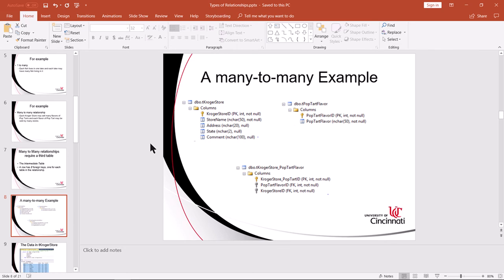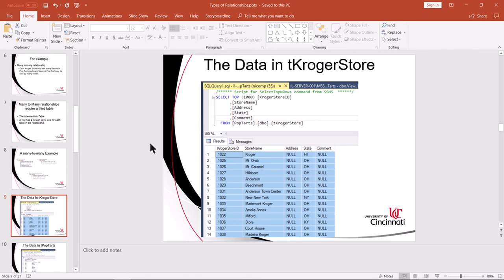Let's look at the data in the tables, because it makes our lives easier if we can relate to this data. In the Kroger Store table, let's note that 1022 is the Kroger Store ID, or the primary key for a store called Kroger. 1022.